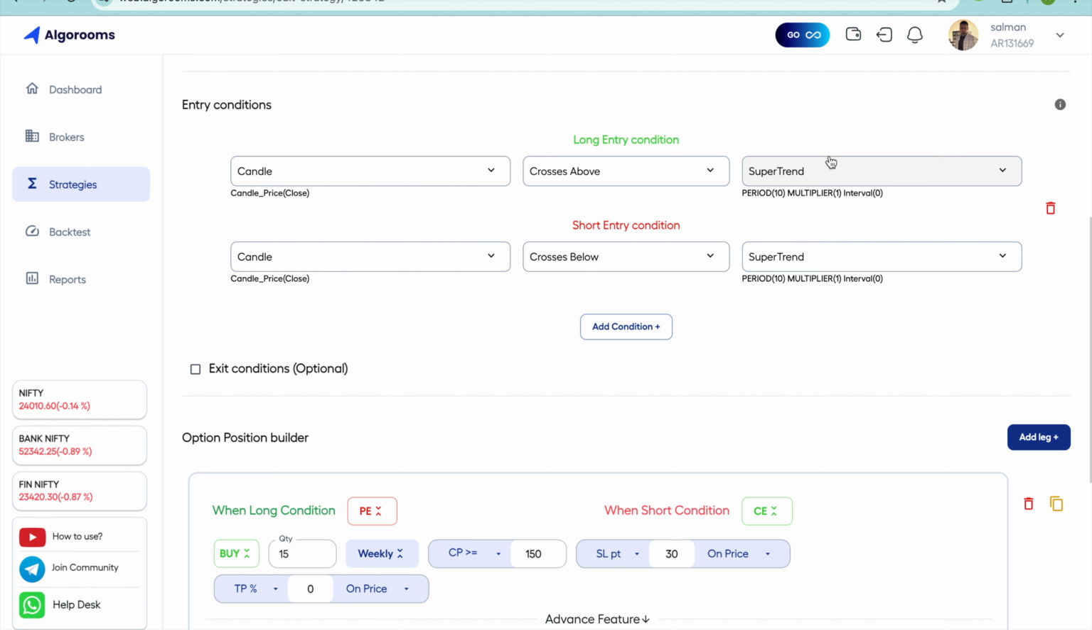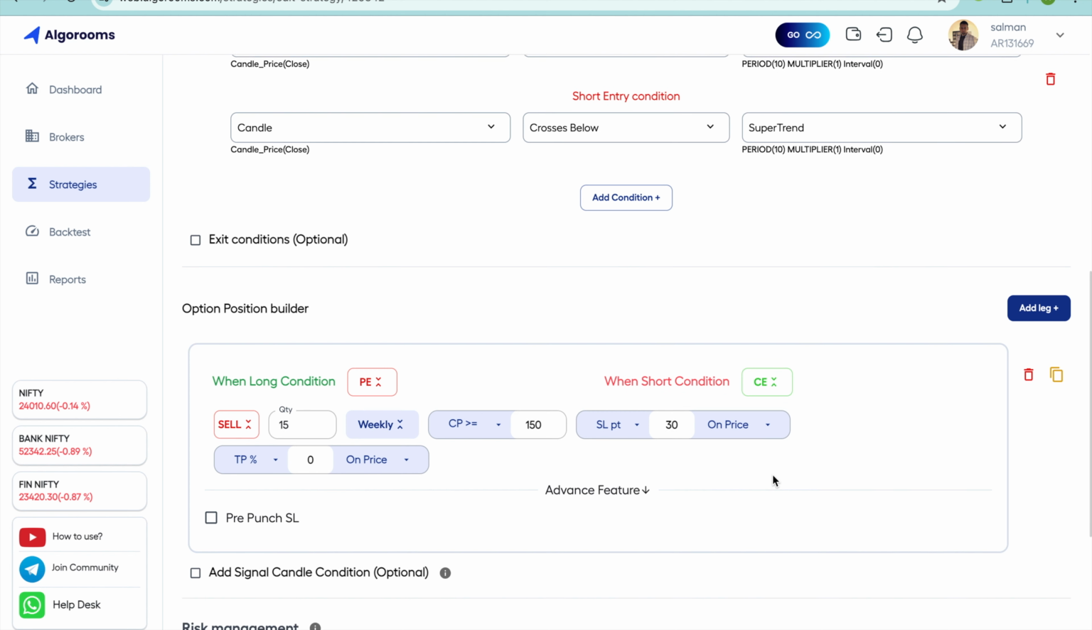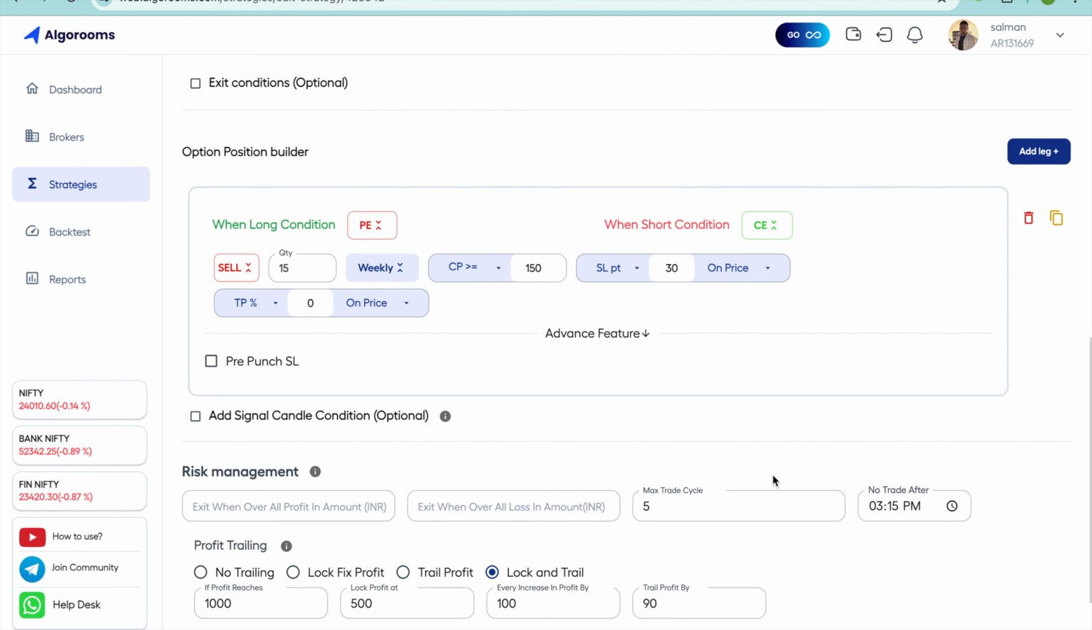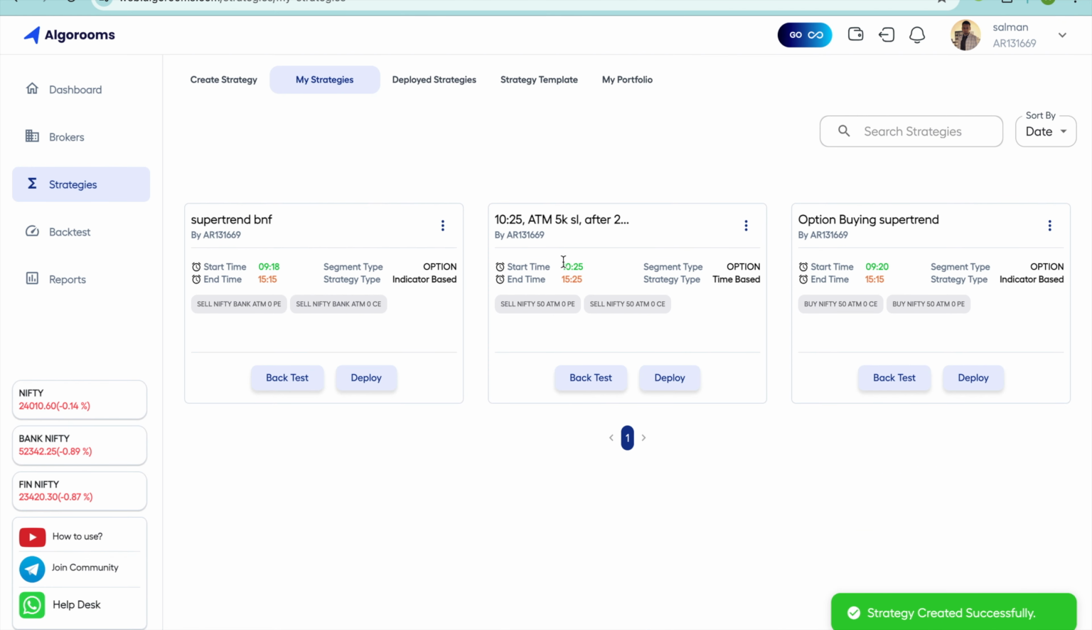So Supertrend 10 interval 10, 1 multiplier, it will work on the sell side. So when it is long, okay, the market is long, take a PE and sell it. When the market is short, take a CE and sell it. Okay, so that's it for now on this video of options trading and backtesting the strategy.